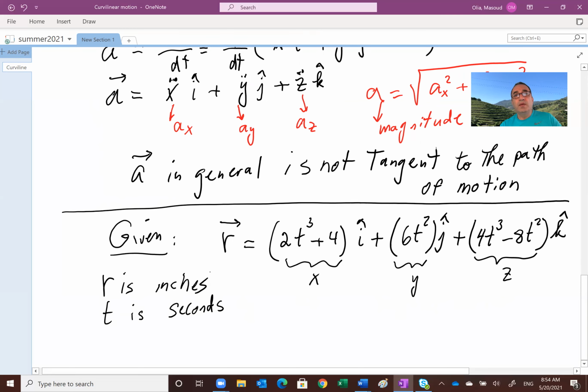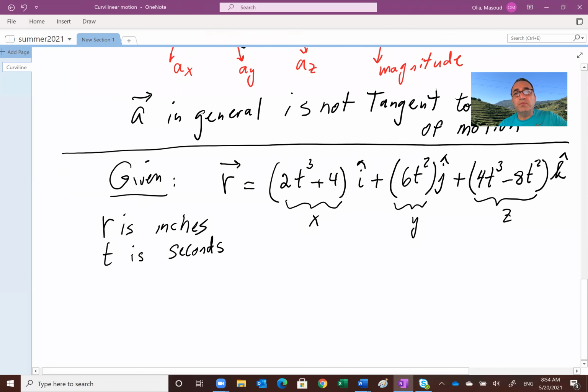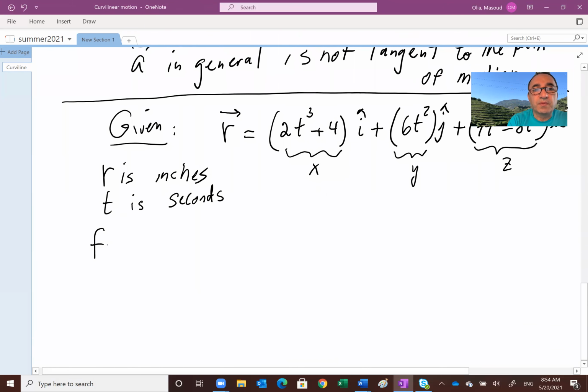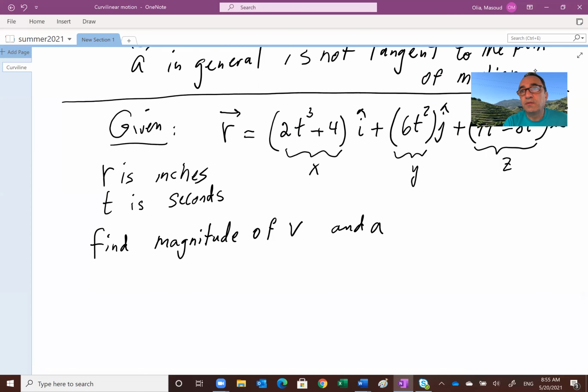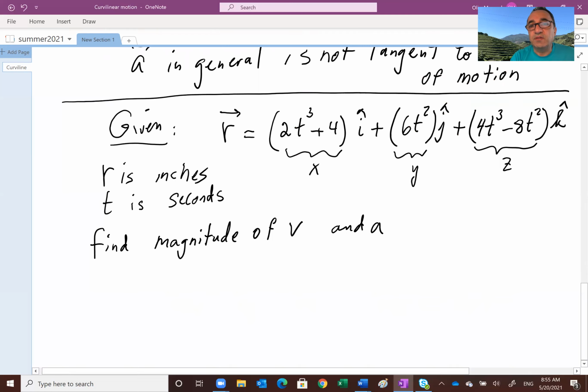Okay, so let's just make this problem simple. Let's say you want to find the magnitude of velocity and acceleration at a certain time, at t equal 1 second. Okay, so how do you do this?